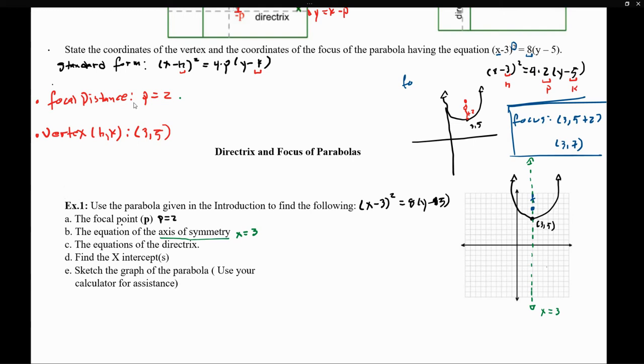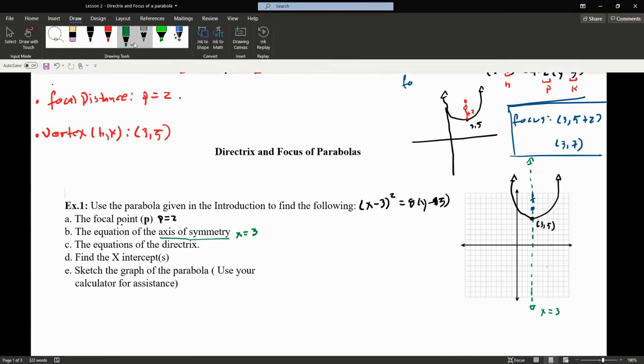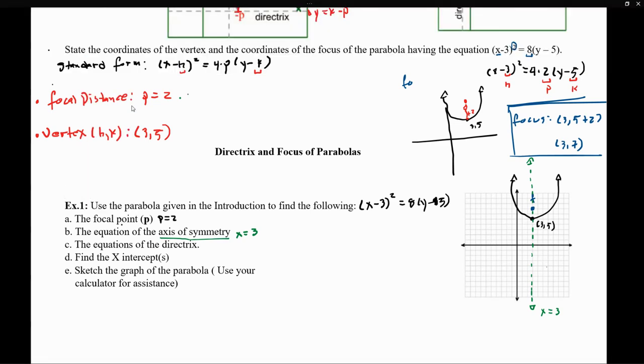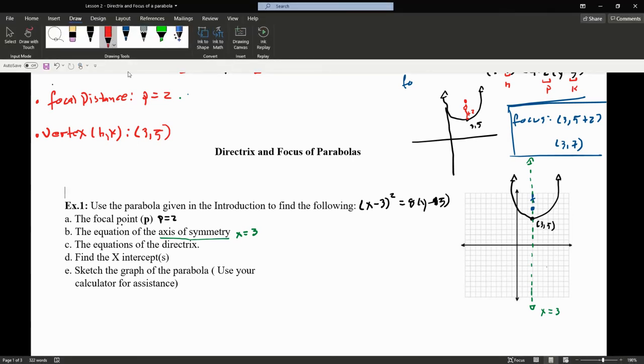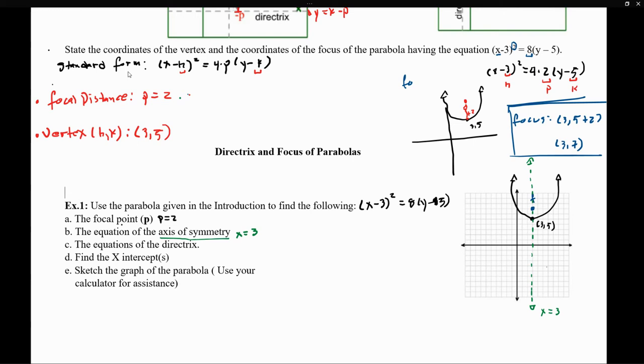Now, how can we define the equation of the directrix? Well, what is the directrix? Let me just do it in red here. Okay. So here we have our parabola, and I know that the focus is 2 units away from the vertex. So therefore, my directrix should also be 2 units away from my vertex, but in the opposite direction. Because here's my vertex, my focus is 2 units up, so therefore my directrix should be 2 units down. And now, how can we define this red line? Well, that can be defined as y equals 3.